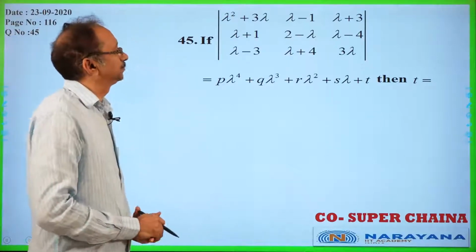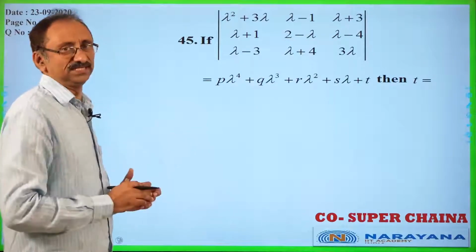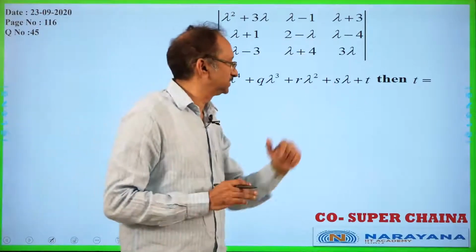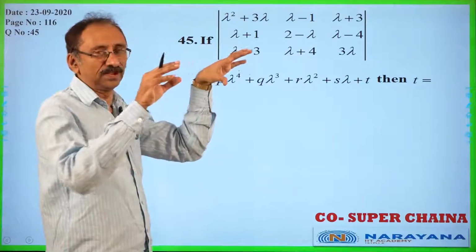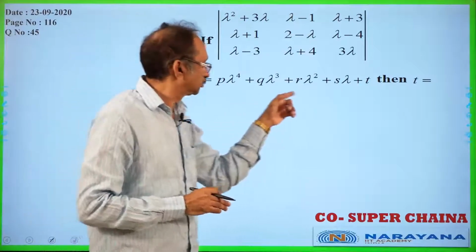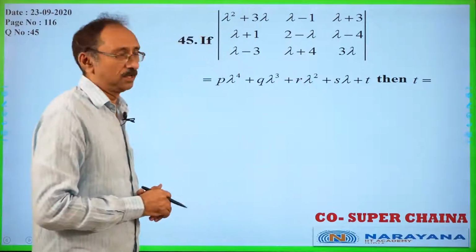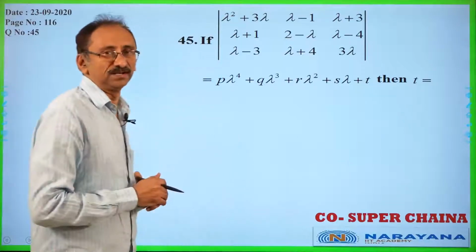And see this question now, and similar question, and this is somewhat easy because he is asking only t. So the left hand side is a determinant. If you expand that, you will get a polynomial in lambda. This is also a polynomial in lambda. Now he is asking just only constant term. So how to get the constant term?